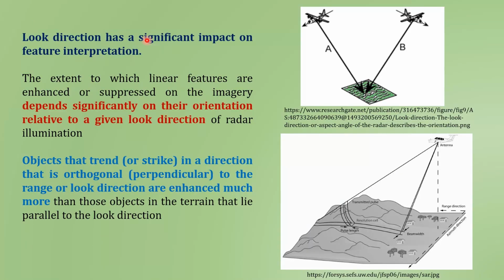Look direction has a significant impact on feature interpretation, because the extent to which linear features are enhanced or suppressed on the imagery depends on their orientation relative to the given look direction of the radar illumination. Objects that are positioned in a direction perpendicular to the range or look direction are enhanced much more than those objects in the terrain that lie parallel to the look direction.